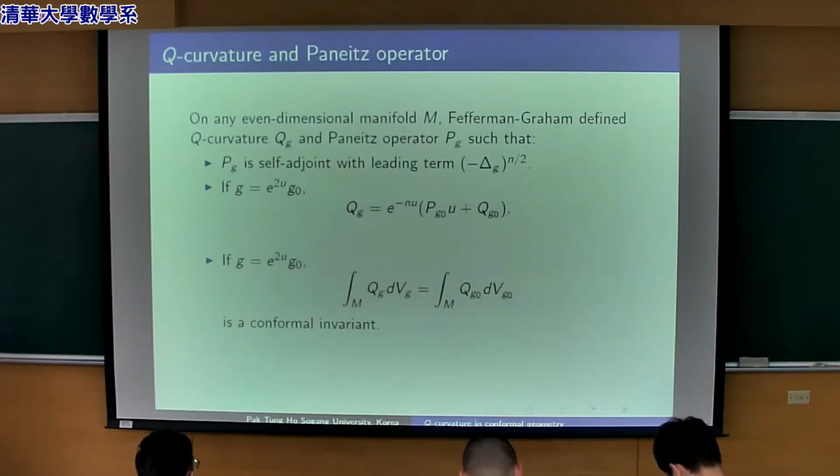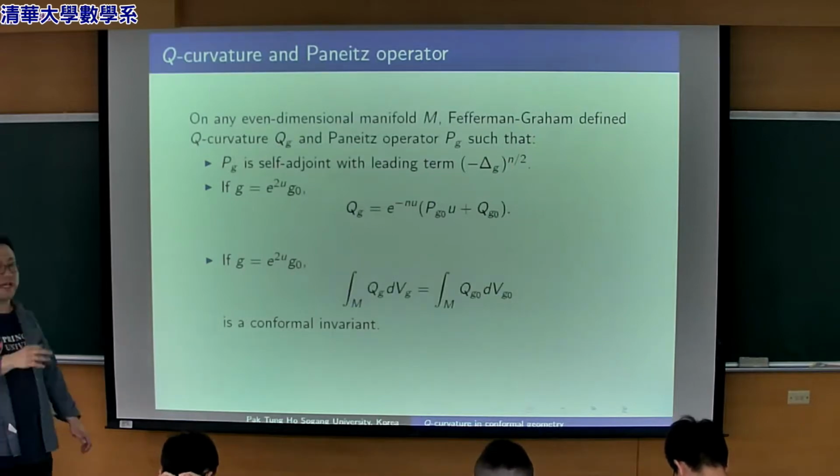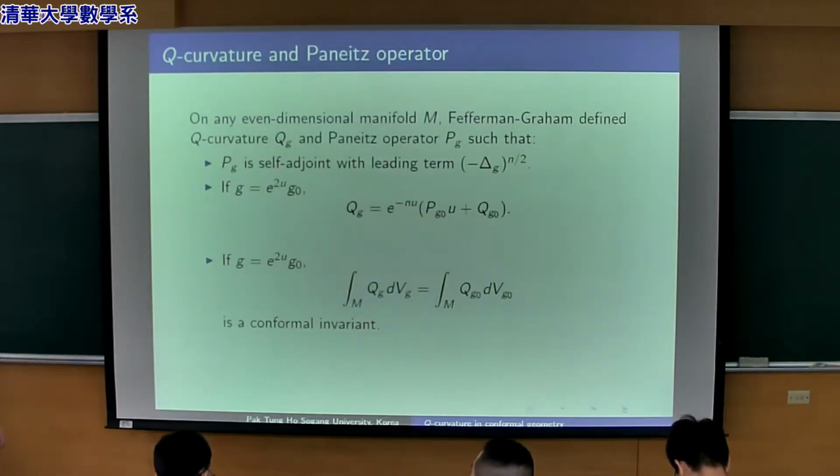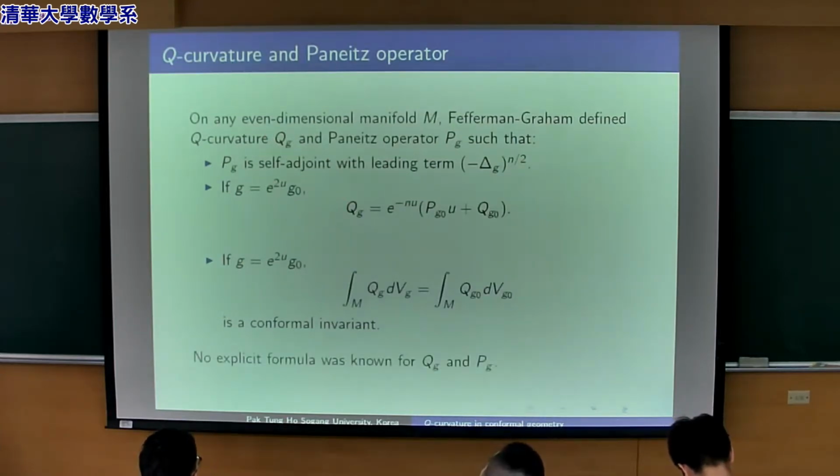Okay, so the disadvantage of this is that we can define Q curvature and Paneitz operator for higher even-dimensional manifolds, but there is no explicit formula for this. We cannot write down the general formula. We only know that this exists.